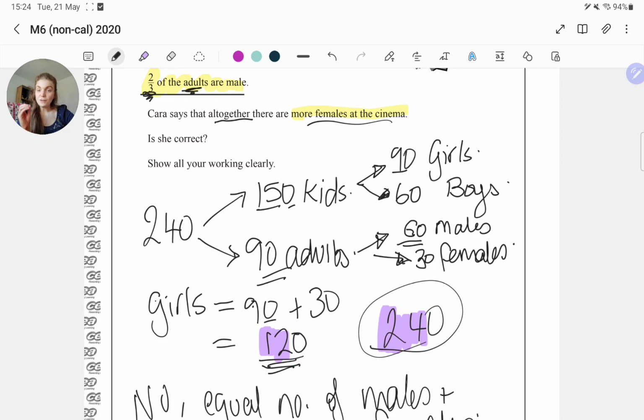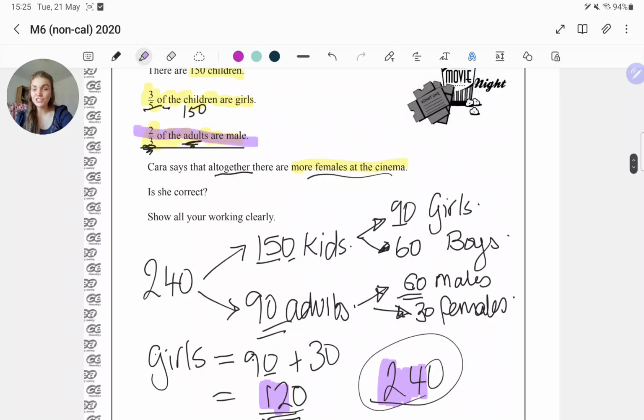Okay, so remember, if it says things like 2/3 of the adults, how many are the adults? 90, so that's 2/3 of 90. Okay, and you're always dividing by the base, the denominator, and multiplying by the numerator.